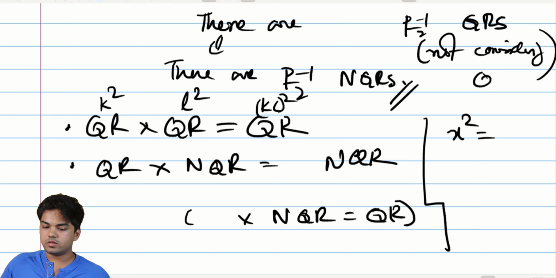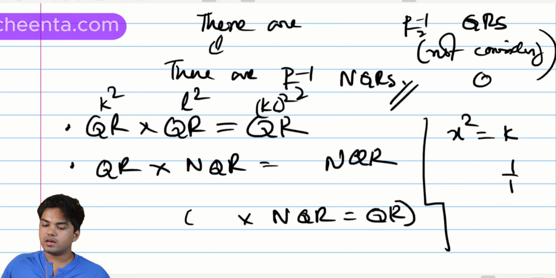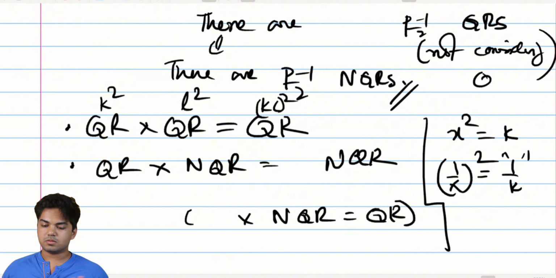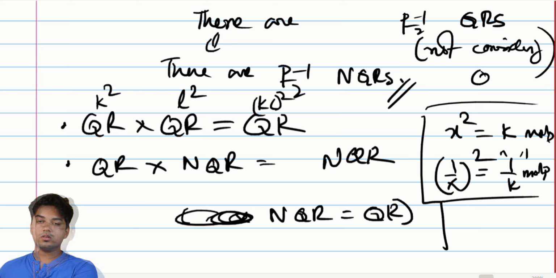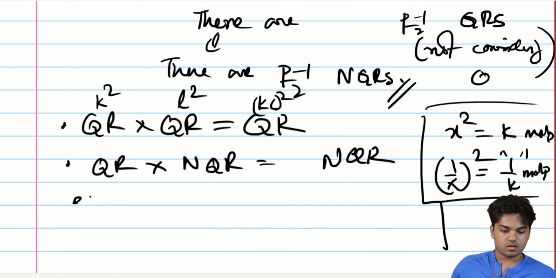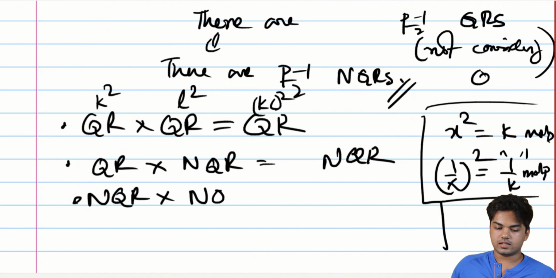If x square is equal to k, then 1 by k, the inverse of k mod p, is just 1 by x square. This might be weird to look at when we are working mod p, but I've already justified that fractions, when you're working with non-zero things mod p for a prime, are completely justified. So in particular, if a quadratic residue times a non-quadratic residue was a quadratic residue, then I could take this quadratic residue onto this side, and it would give me that NQR is equal to QR into QR. Can't happen. Which leaves up the final question of what happens when I multiply two non-quadratic residues.